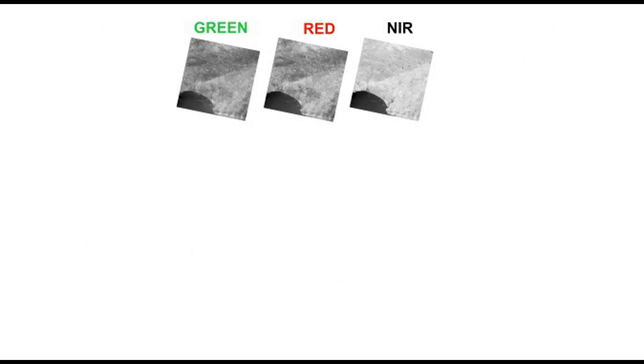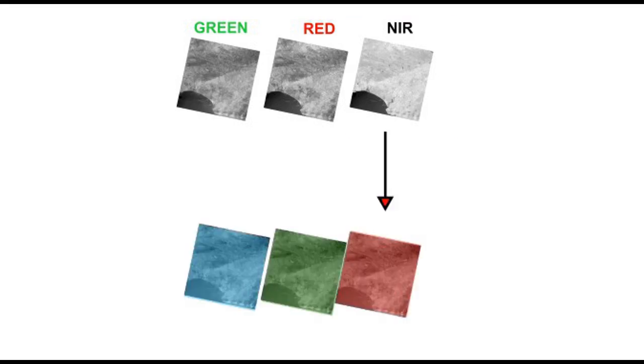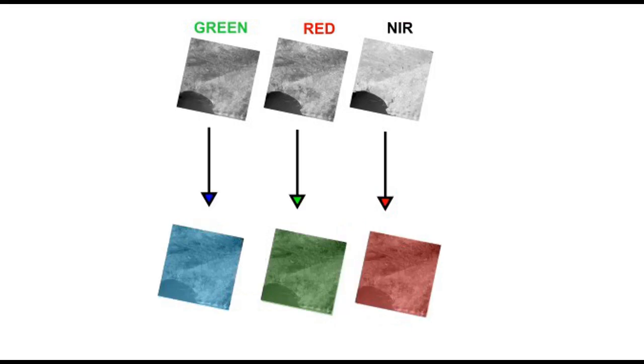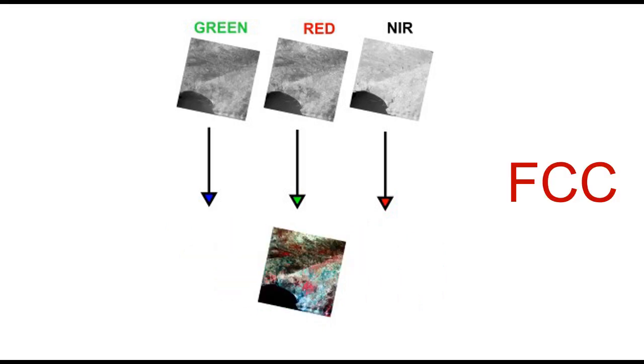Since the NIR spectrum is not visible to the human eye, we will assign the red channel to the NIR band and the green and blue channels to the red and green bands, respectively. These bands are then combined to form the false color composite.